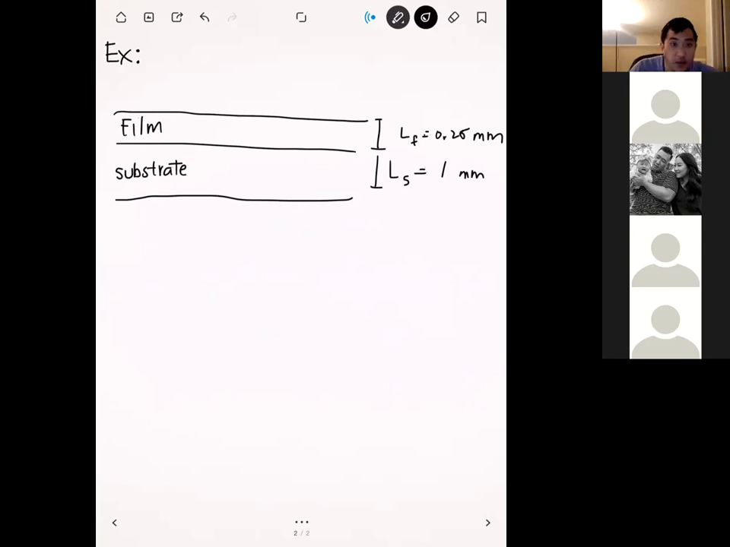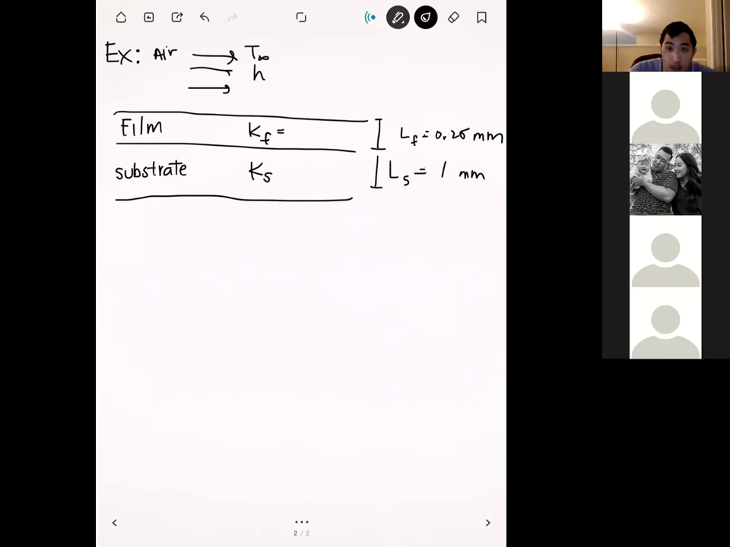Okay, and then on top of these two, we have air that's flowing over the top, and let's say this air has its own temperature. So the temperature will be T infinity, and it has its convection heat transfer coefficient h. And then the film and the substrate also have their own thermal conductivities. So the film has its thermal conductivity Kf, and the substrate has its thermal conductivity Ks.